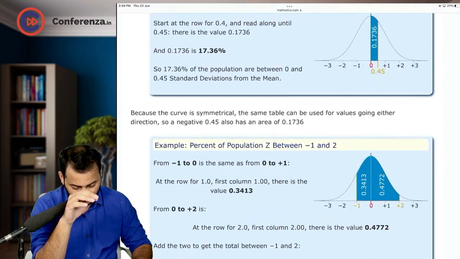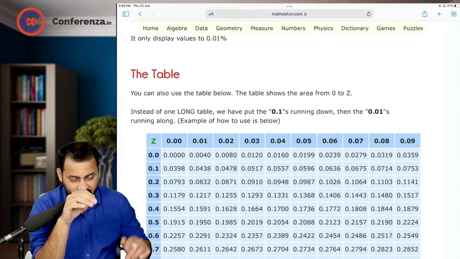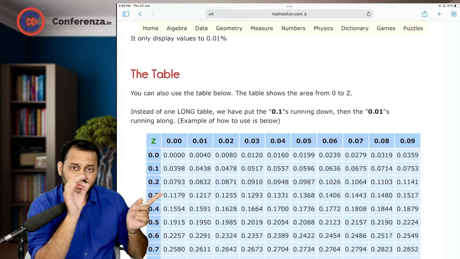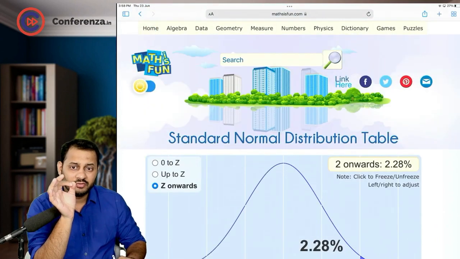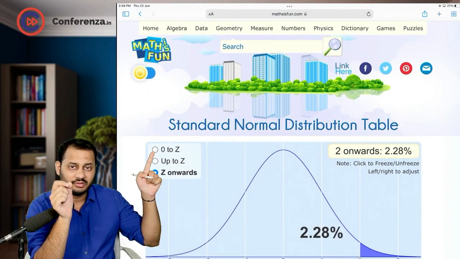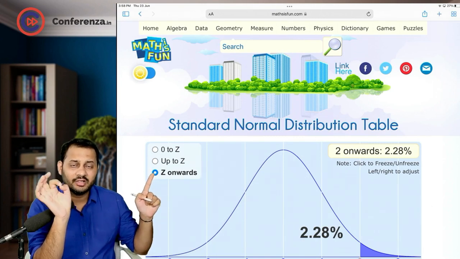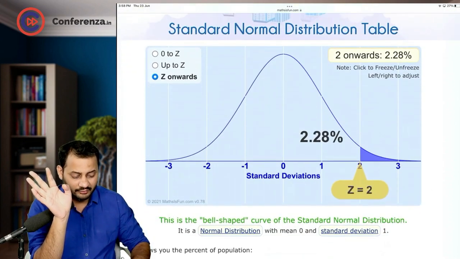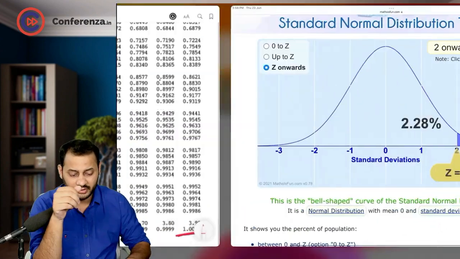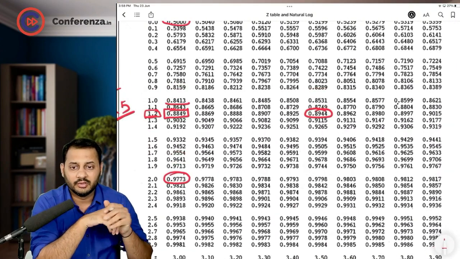The table is not given here. This table that is being shown here gives the data of 0 to z values. Okay, the table that we have gives the data of up to z values, so we do not have the table of z onwards. Now I will tell you how to calculate 2.28 with the cumulative table.